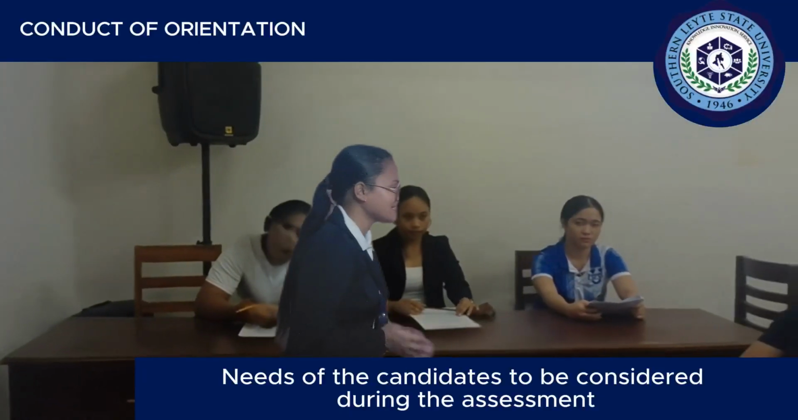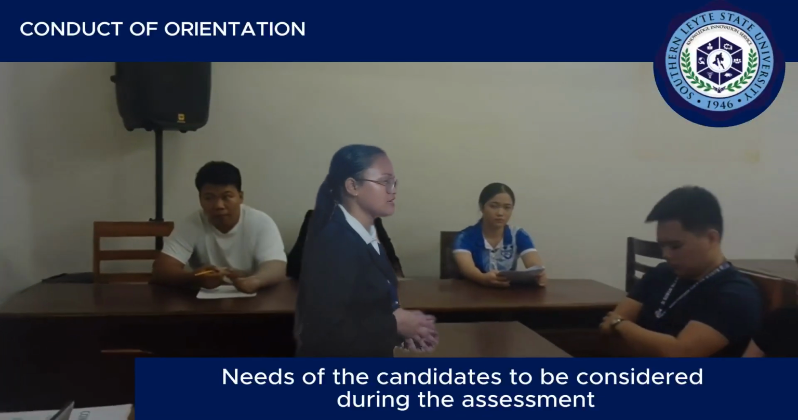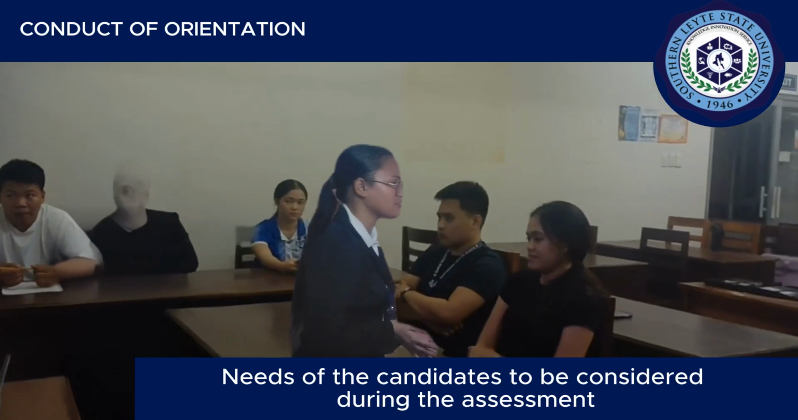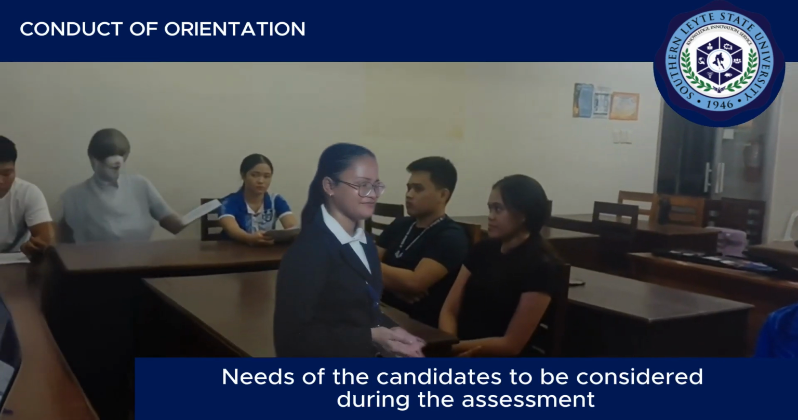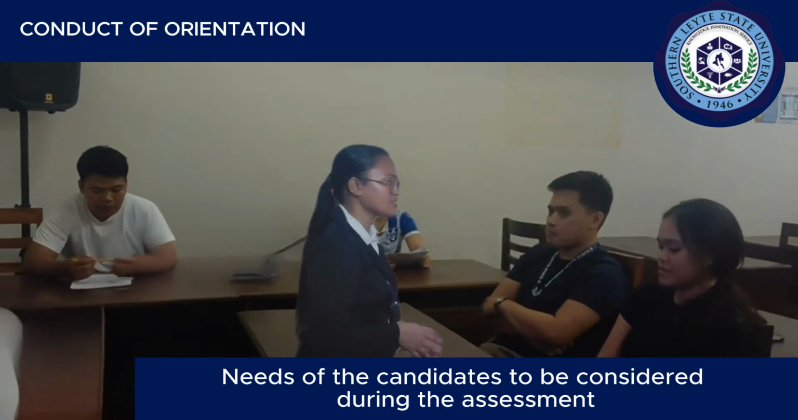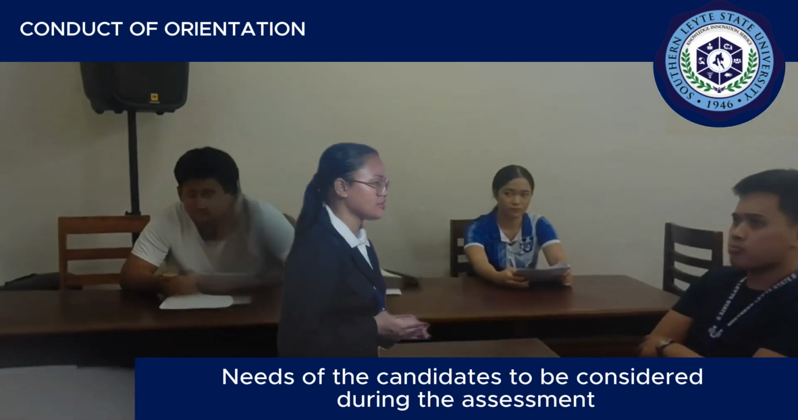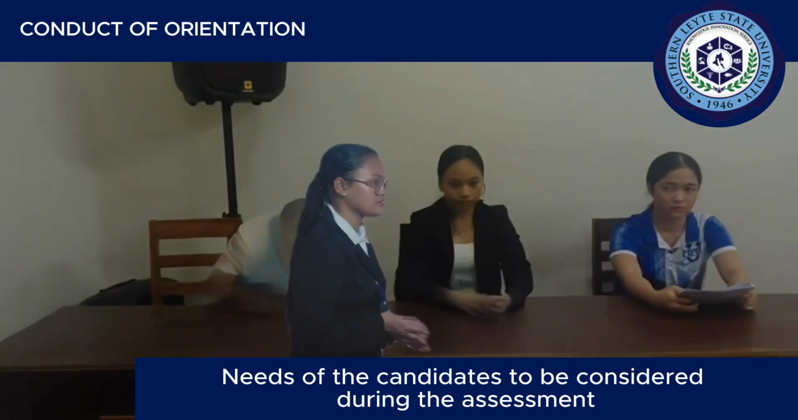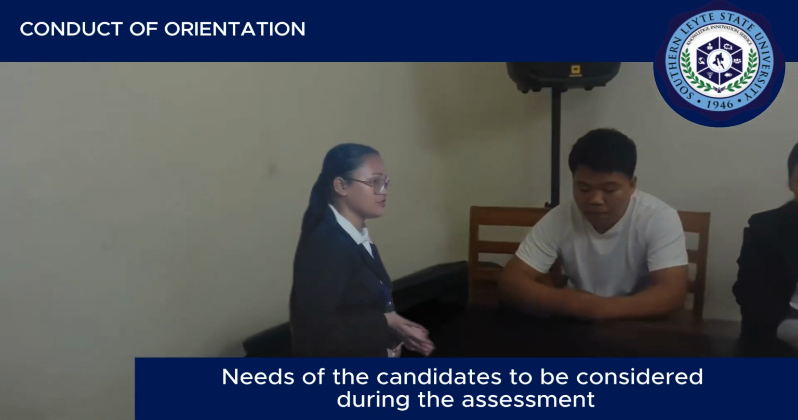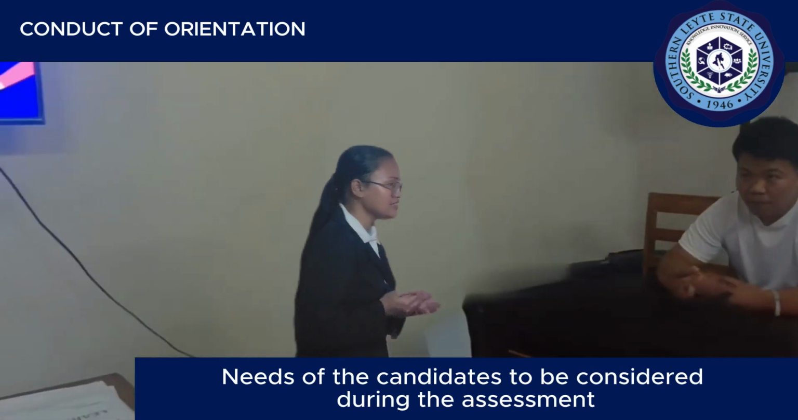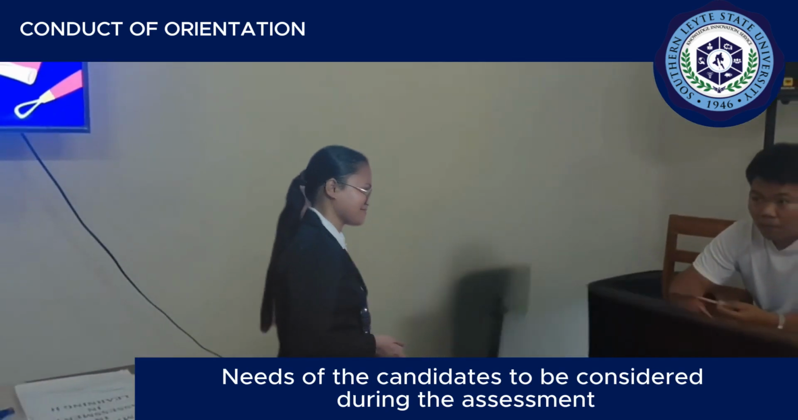For your personal needs, the comfort room is located at both the ground floor and second floor of the main Norberto Technical Vocational School building. And if you want to eat your lunch, the canteen is located at the ground floor of the Norberto Technical Vocational School cafeteria. And if you have your own lunch, you can eat it here at our assessment area.